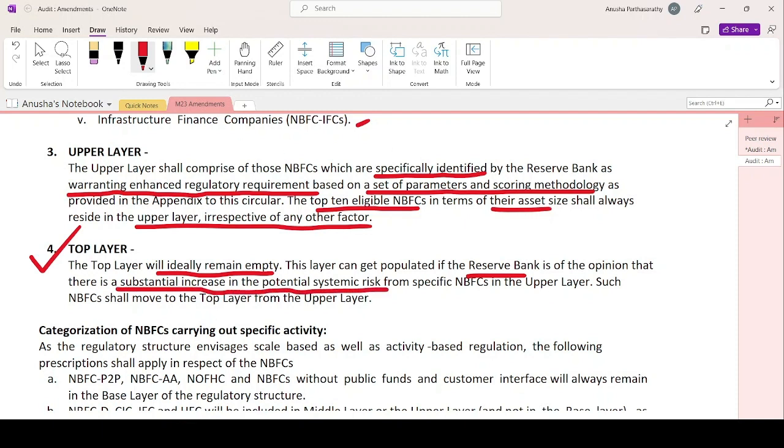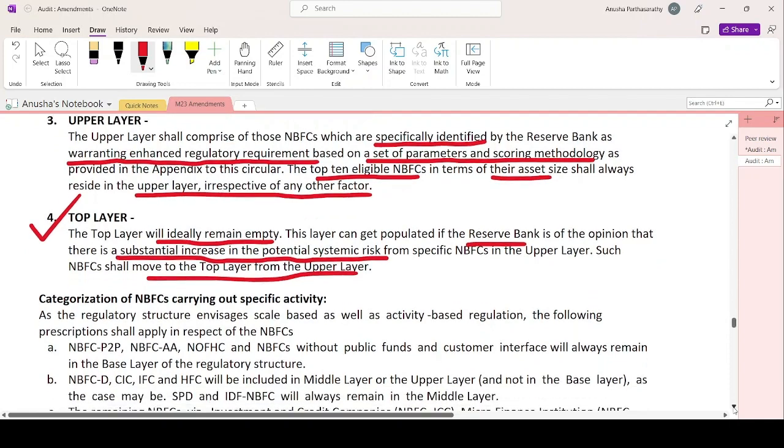See, here I have identified some parties who warrant enhanced regulatory requirements. Those again are committing some mistakes and making me into trouble. Then the RBI will push them to the top layer. Such an NBFC shall move to the top layer from the upper layer. So if they are posing significant systemic risk, then they will be moved or pushed to the top layer.